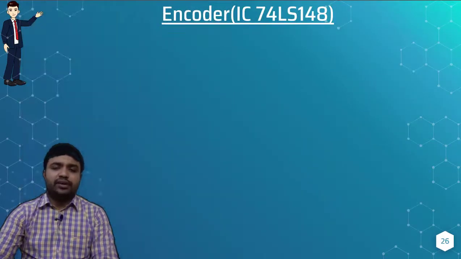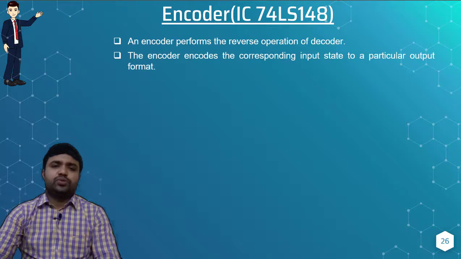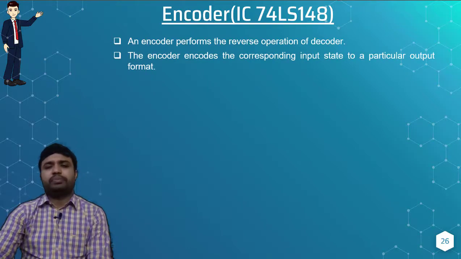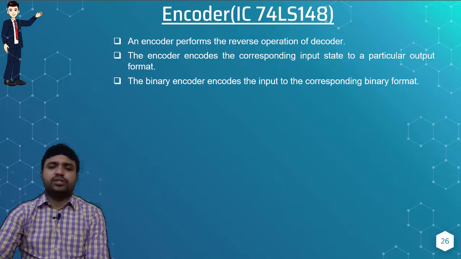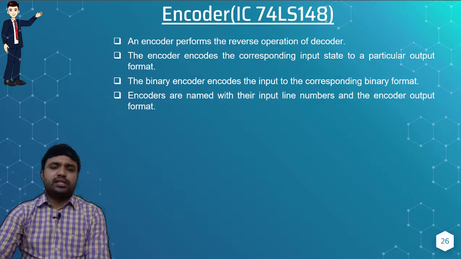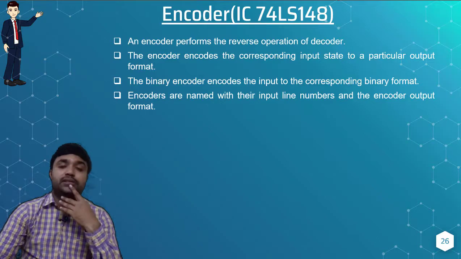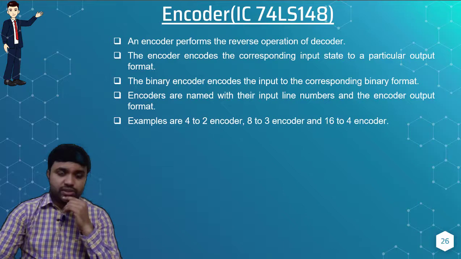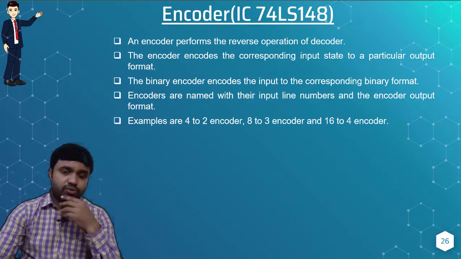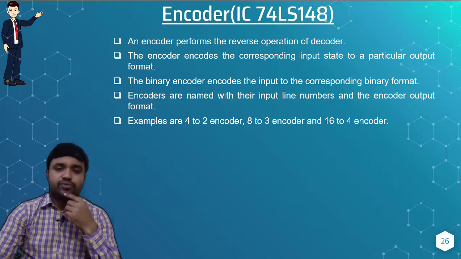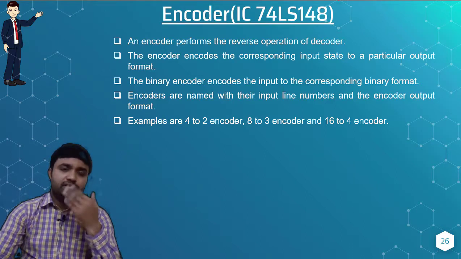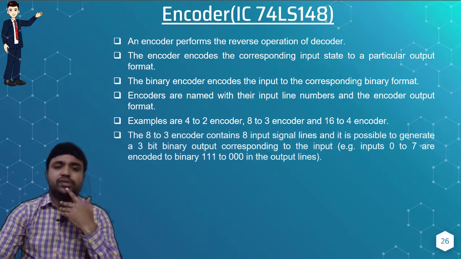And next is the encoder. So the encoder is the exact reverse operation of a decoder. Okay. So the encoder encodes the corresponding input state to a particular output format. The binary encoder encodes the input to a corresponding binary format. Okay. So encoders are named based on the operational combination, that is, with inputs and outputs, encoders are defined. Okay. So examples are 4 to 2 encoder, 8 to 3 encoder, 16 to 4 encoder, likewise, where 4 is the input and 2 is the output. So these are the relations.